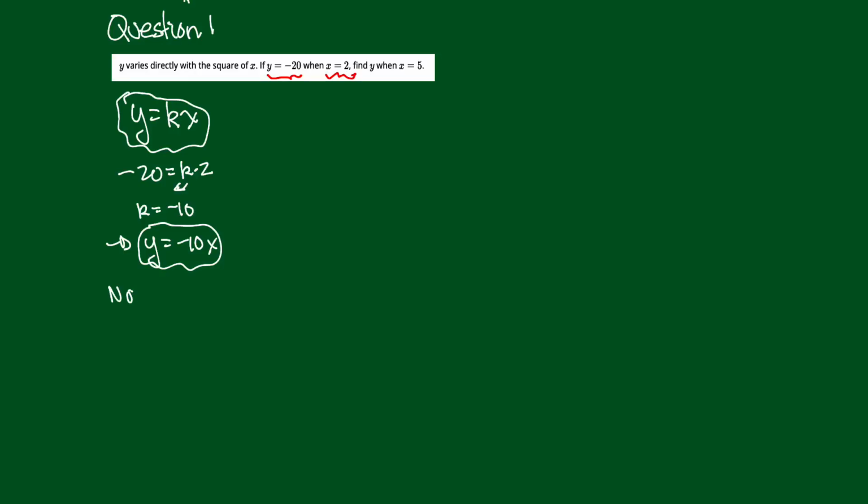Now, we're told up here, right, I'm going to go back up to the top. Can you find y when x is 5? So let's just put 5 down in here. So we'll get y is equal to negative 5 times 5². So how about y is negative 125?